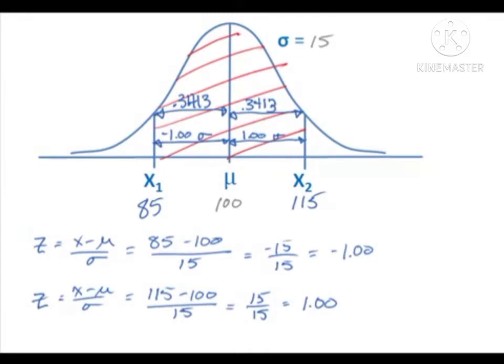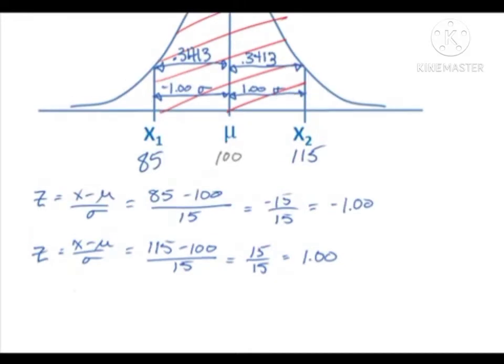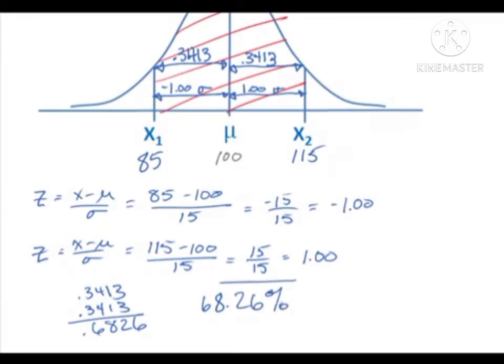Now if we just add those two together, 0.3413 and 0.3413, we get a total of 0.6826. So the percentage of people that have an IQ score between 85 and 115 is 68.26% of the population.